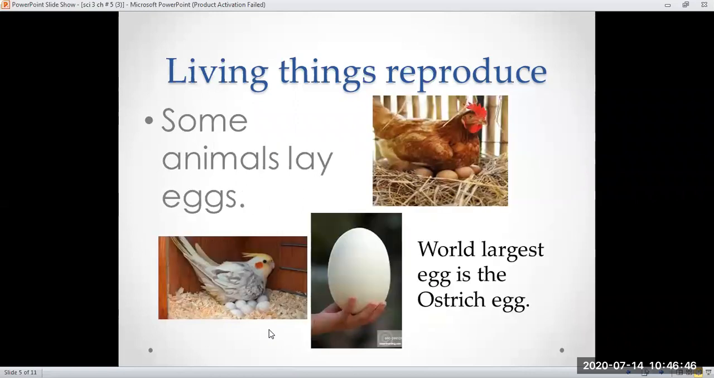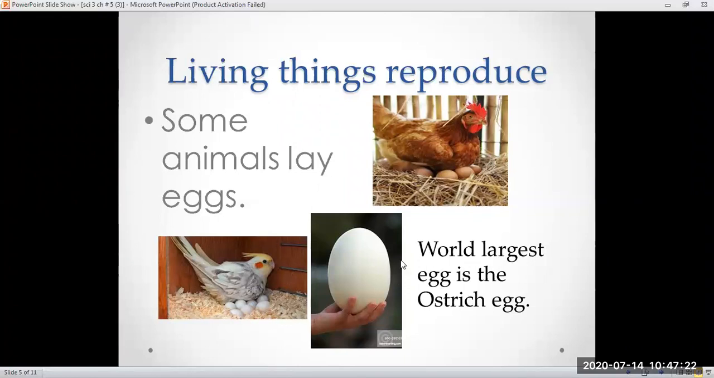Some animals lay eggs. Animals that lay eggs are birds, hens, and snakes also lay eggs. After a few days, these eggs start hatching and the young one comes out. Like when the hen's egg is hatched, a chick comes out. A chick is a hen's baby.